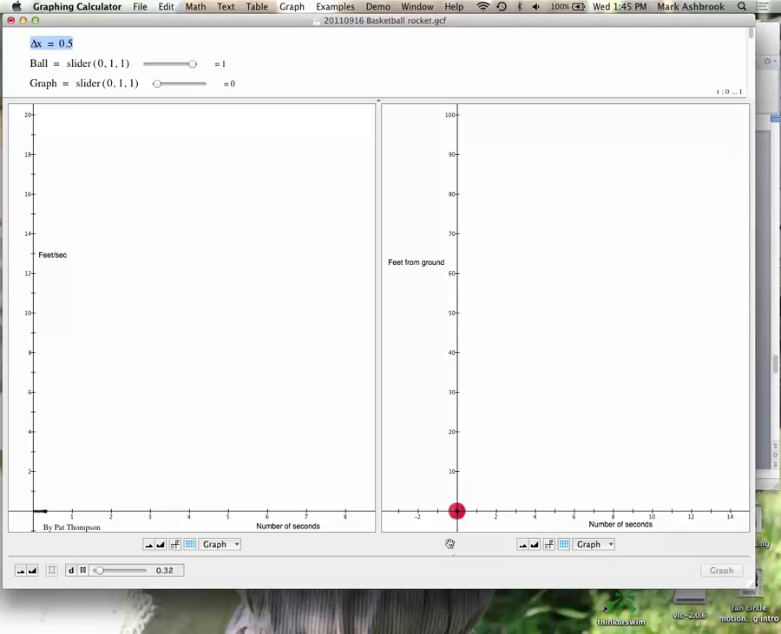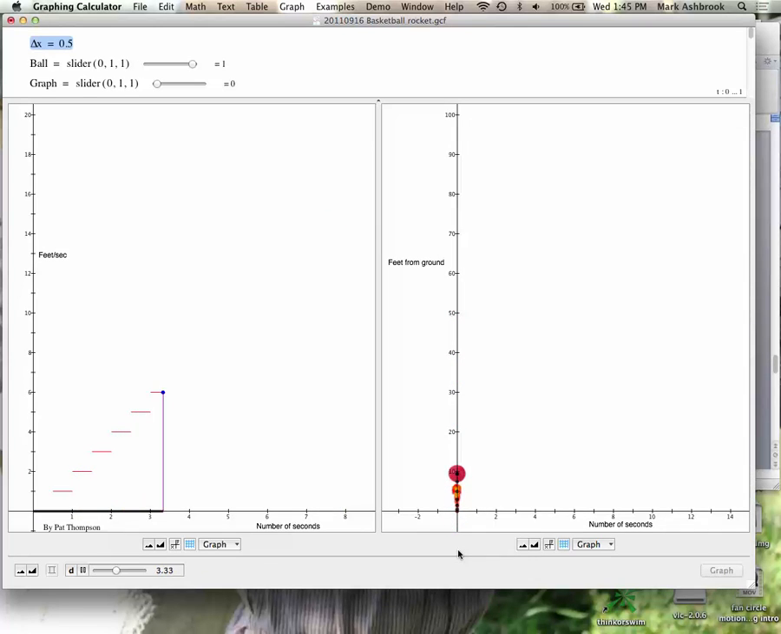Over here, this is also the number of seconds on our x-axis. Both of them are number of seconds since launch. And then the y-axis on our right graph is the focal quantity. In this case, that focal quantity is the height of the basketball. So now we want to actually graph this accumulation function, or graph this height function, as time in seconds goes by.